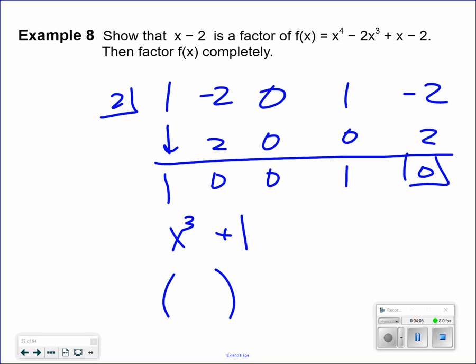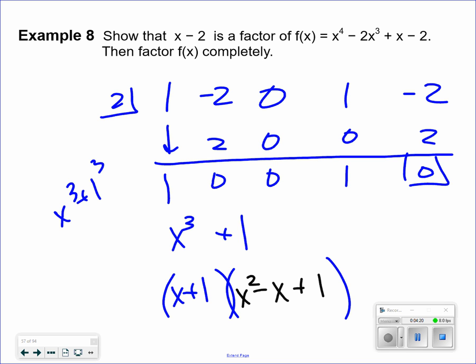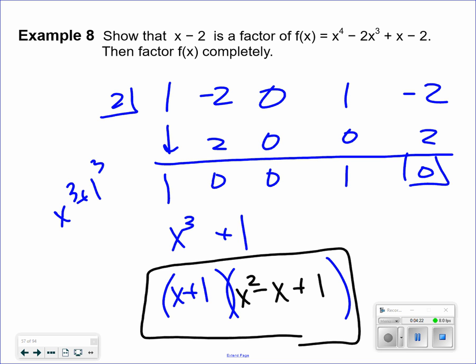Now, this is a perfect cube: x cubed plus 1 cubed. 1 is a perfect everything. So the first parenthesis would be x plus 1. The second parenthesis would be the first term squared, change the sign and multiply, and always add the second one squared. So x minus 2 is a factor, but x plus 1 and x squared minus x plus 1 are also factors.